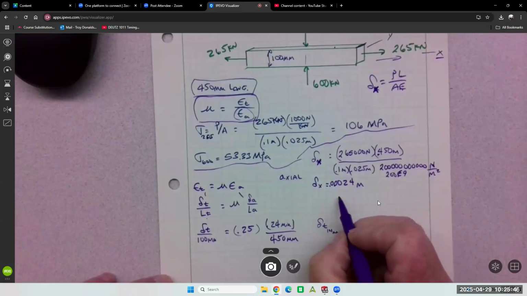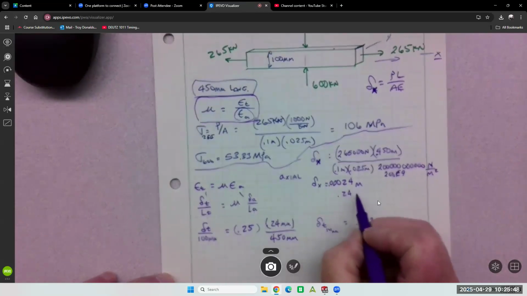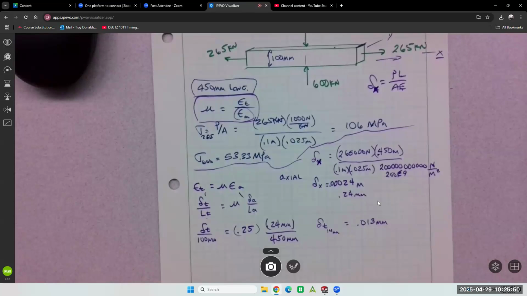So in the long axis, it changed 0.24 millimeters. In the transverse of the 100, it changed 0.013 millimeters. And I'm going to put a negative for decrease and a positive for increase, just to keep track of things.